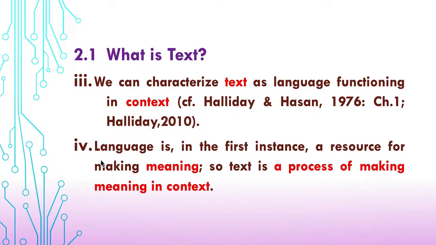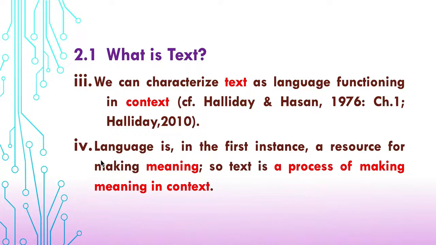What is text? Look here, 3 and 4. Number 3, we continue with the same. What is text? So we have some more information. We can characterize text as language functioning in context. Look, Halliday is a very famous writer. He has written a book, as I told you in the beginning of our lesson, Introduction to Functional Grammar. And he says, what is text? Text is language functioning in context.